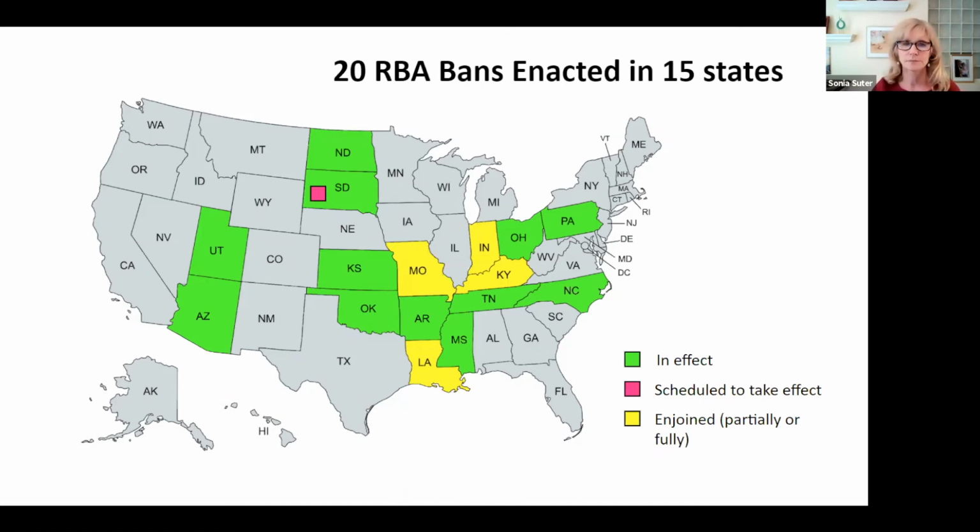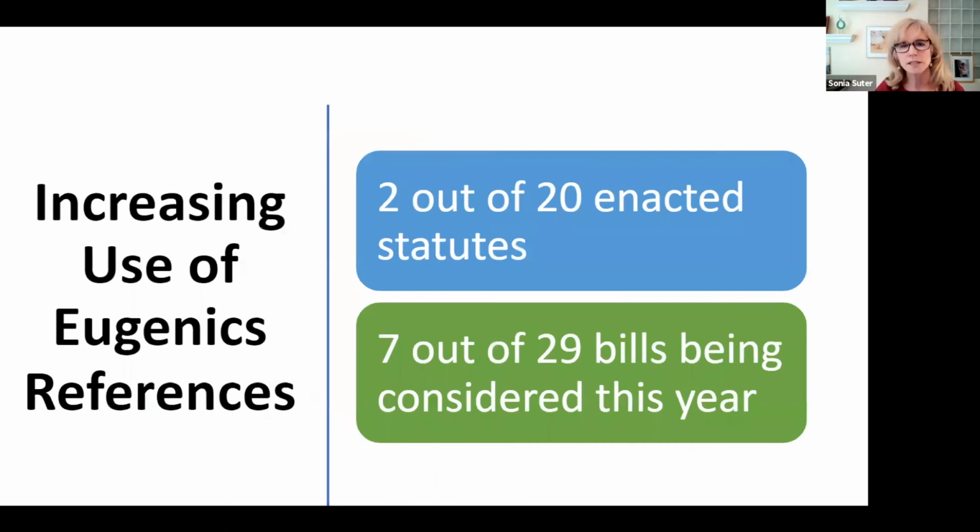Next slide, please. So from a policy perspective, we see that Thomas's eugenics arguments are really showing up to be used to justify these bans with either explicit or implicit references to eugenics. Of the 20 states that have enacted such laws, 2 of them have explicit references to eugenics. But of the 29 bills that are under consideration this year, 7 of them have such language.